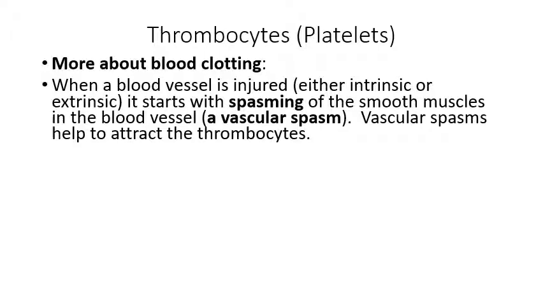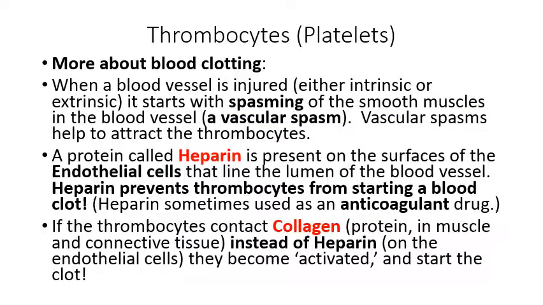Okay, a little detail that we didn't discuss is that when a blood vessel is broken, either from damage from the inside or the outside, the smooth muscles that form the center layer of a blood vessel will go into a spasm called a vascular spasm. And the vascular spasm is one of the things that helps to attract and activate the thrombocytes. Vascular spasms.